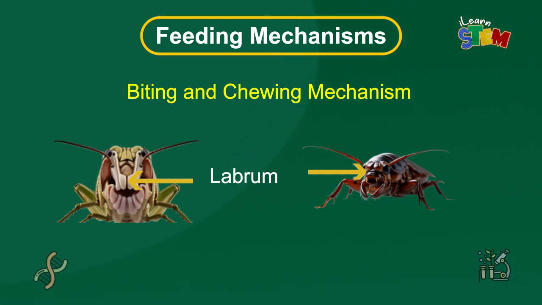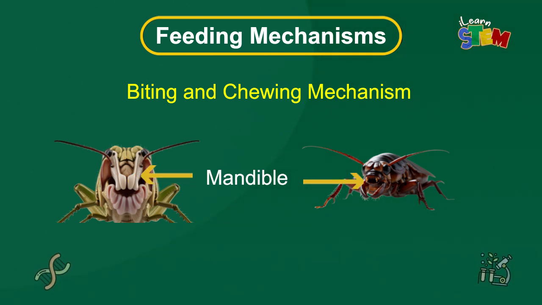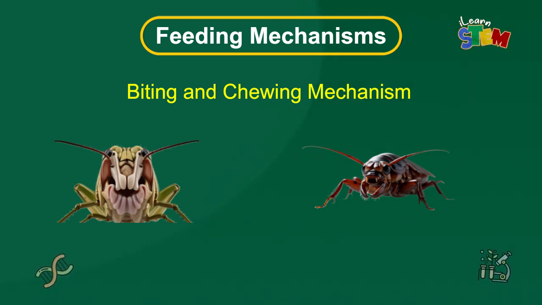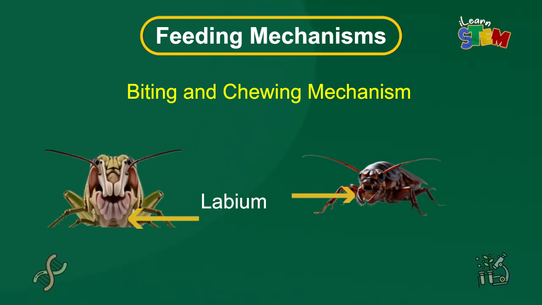The second part is the mandible. These are a pair of heavy, toothed, and jaw-like structures used for biting and cutting food materials. The next mouth part is the maxillae. The maxillae is a mouth part that is used for breaking down food which the mandibles have chewed for easy digestion. Let's see the last mouth part of the grasshopper and cockroach. That is the labium. The labium is the lower lip. It is used to prevent wastage of food from the mouth.